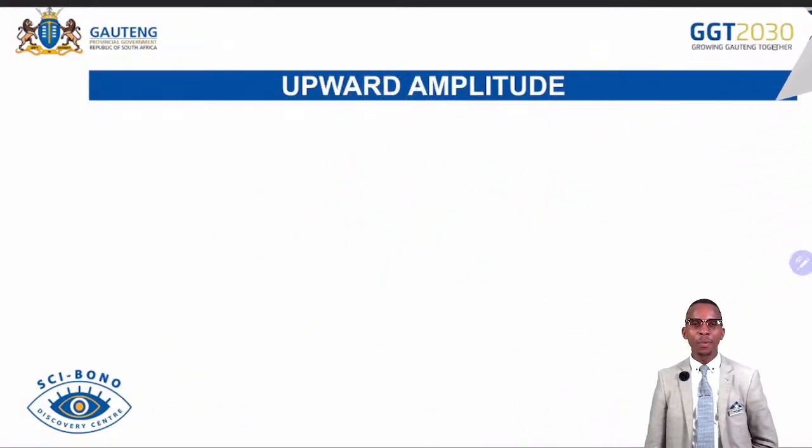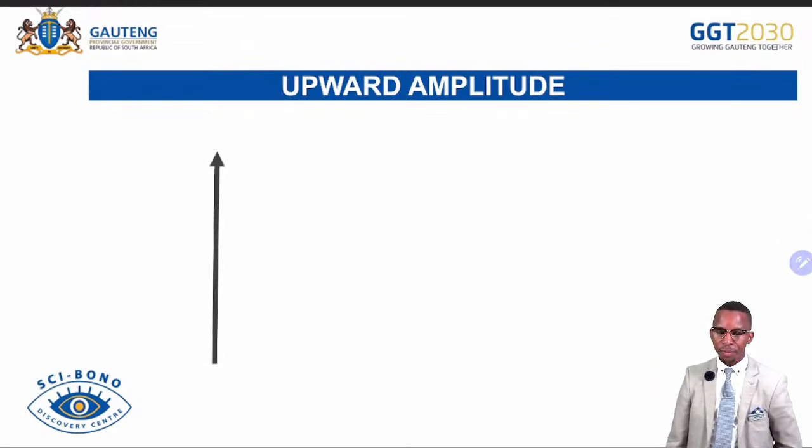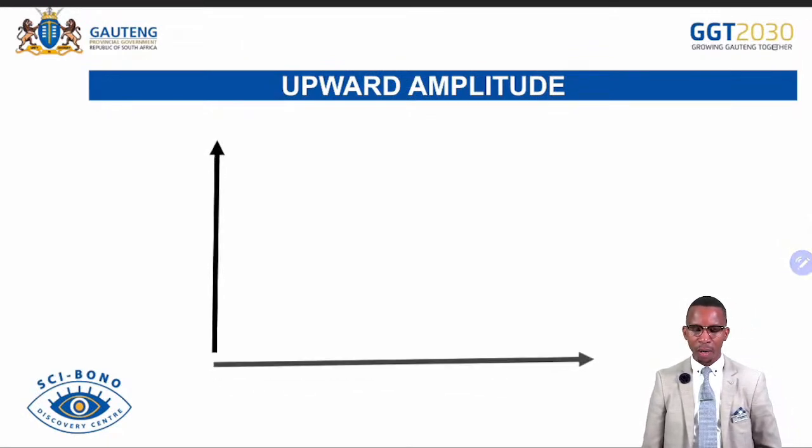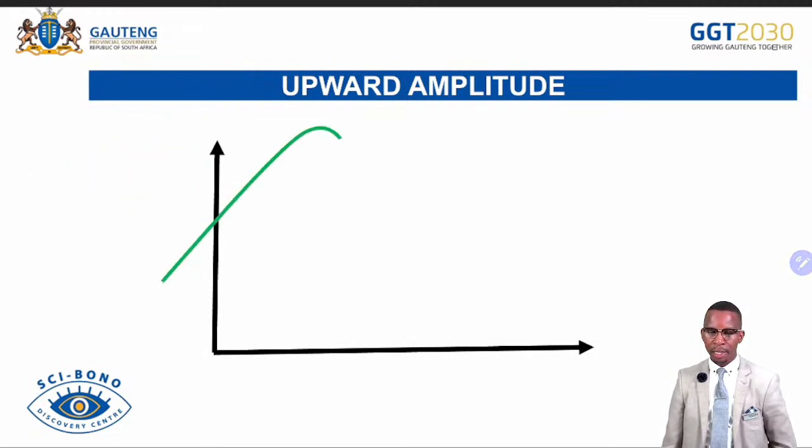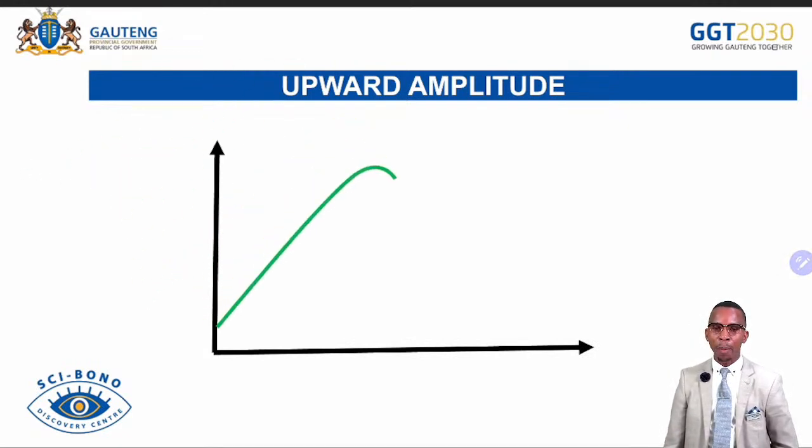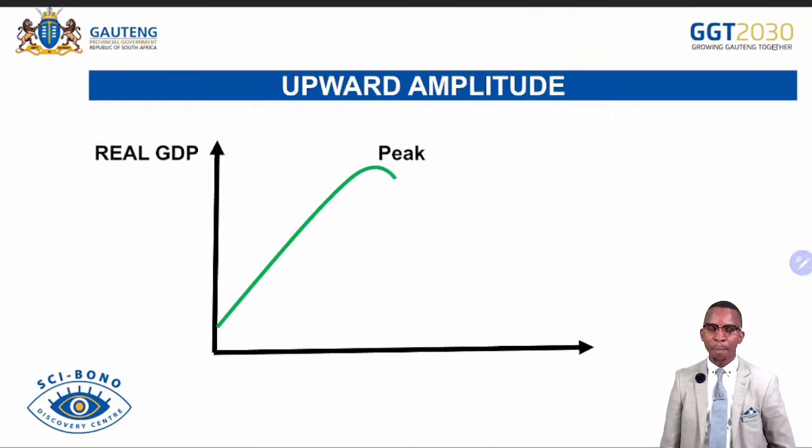So the upward amplitude, like I mentioned, there you go, we have our illustration of the business cycle. The main thing that we illustrate here is the upward amplitude. So that's a real GDP, that is peak. Amplitude is going up there.